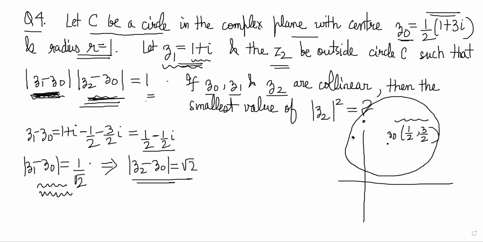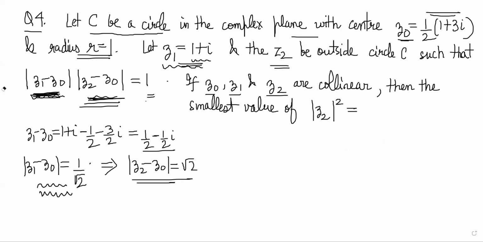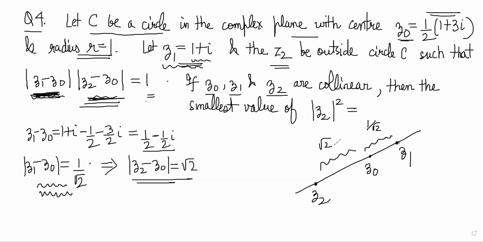Now let's think about the collinearity part, what he is saying. These three complex numbers are collinear, so they must be lying on the same line, right? Yes, sir. And we know that this distance is 1/√2 and this distance is √2, right? Yes, sir. Since they are collinear, we can basically say that this angle is 180 degrees, right? Yes, sir. And you should know how to represent angles in complex numbers. So the way to represent the angle is argument of Z2 minus Z0 by Z1 minus Z0, right?